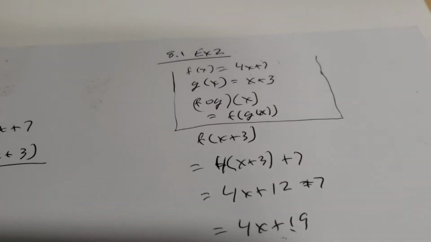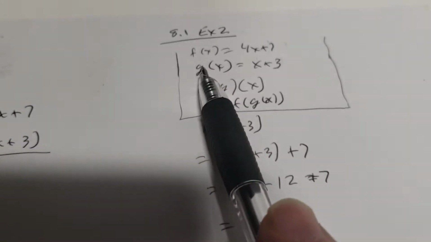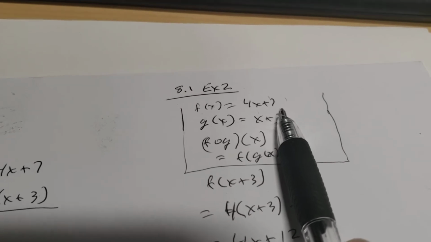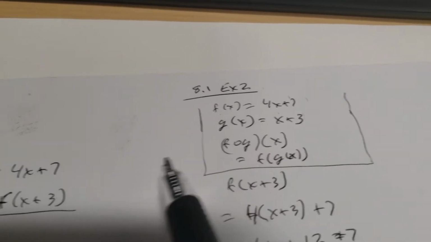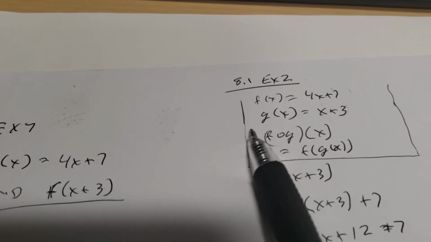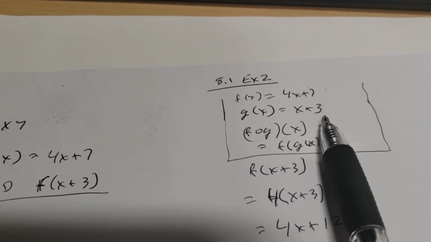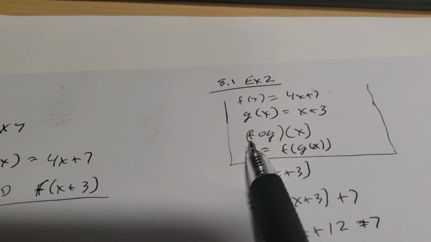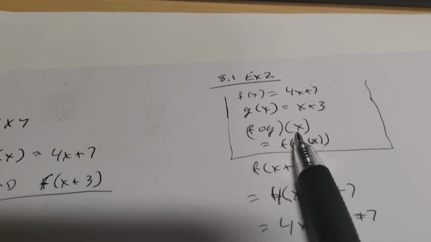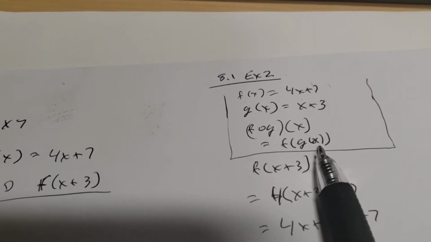This problem, if it had been in chapter 8, it would have started right here, where they gave you f of x equals 4x plus 7. And then instead of already wrapping the parentheses around the argument like this, they would have given you a second function, g of x equals x plus 3. And then the instructions would have looked like this, f circle g of x. That means f is the outside function and g is its argument.